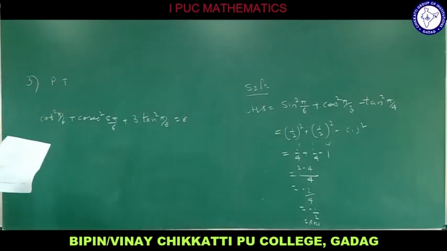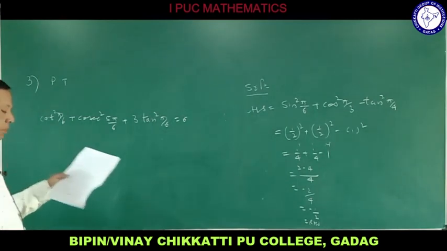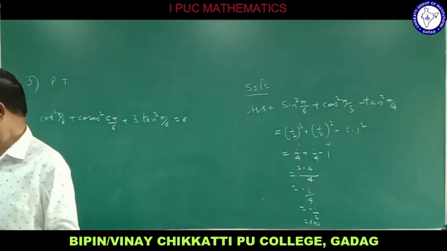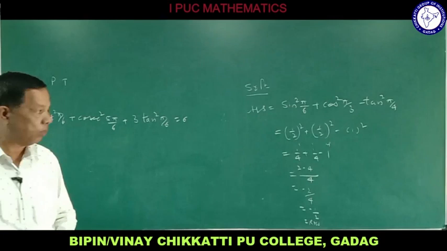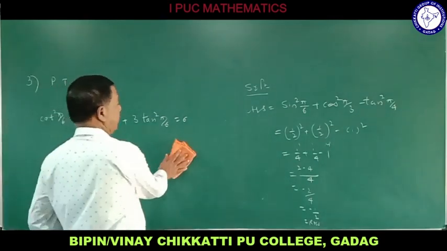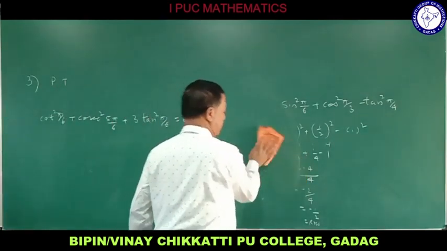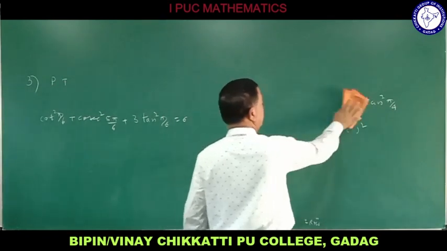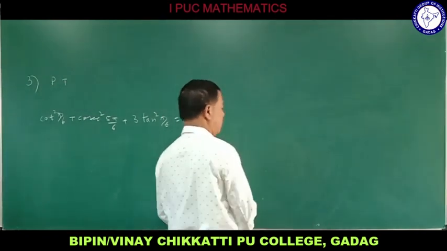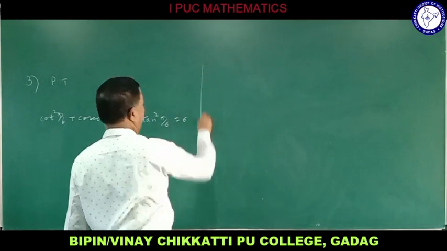Once again, cot square pi by 6 plus cosec square 5 pi by 6 plus 3 tan square pi by 6 is equal to 6. That has to be proved. Now let us see how this can be proved. This is problem number 3. Two is homework, 3 I am doing, 4 you do, 5 I am doing. See the answer for this third one.